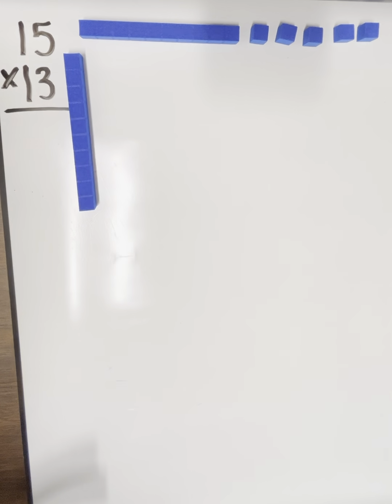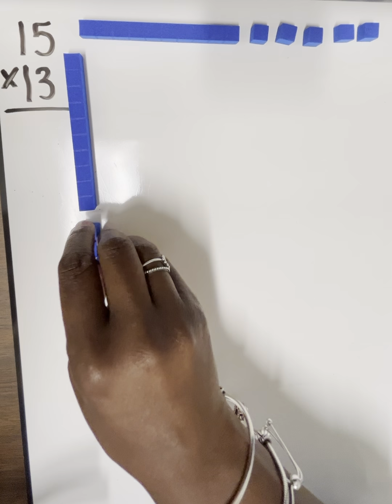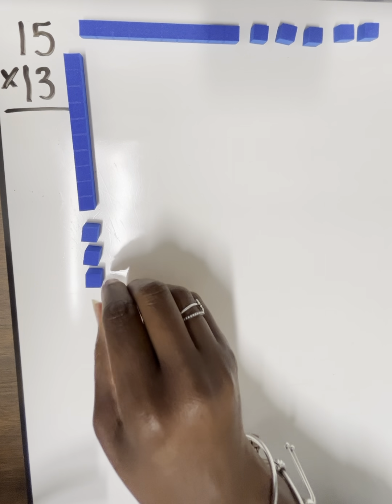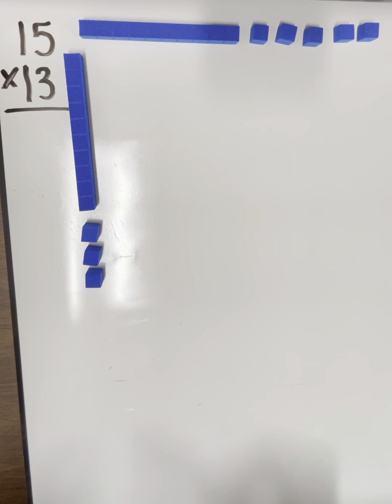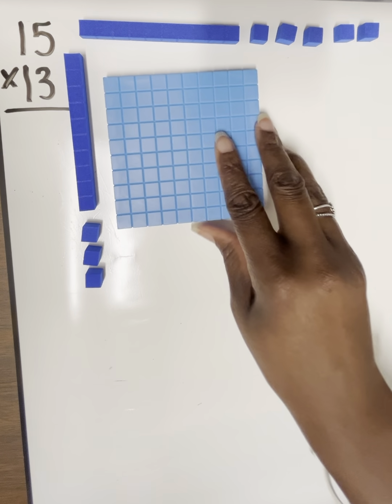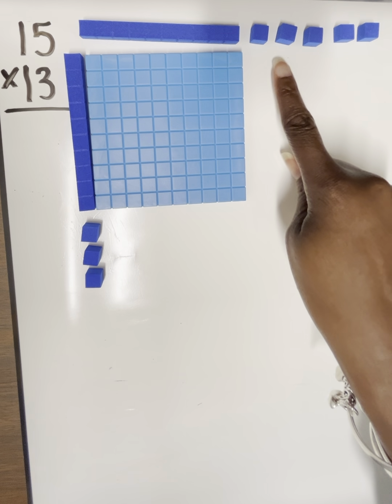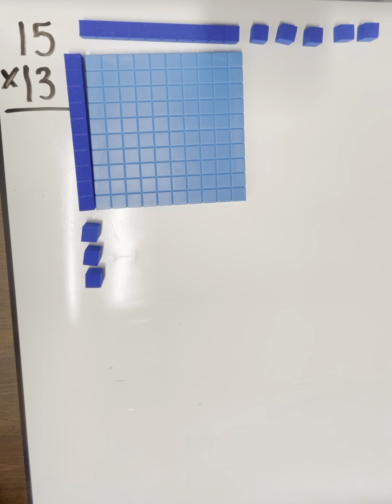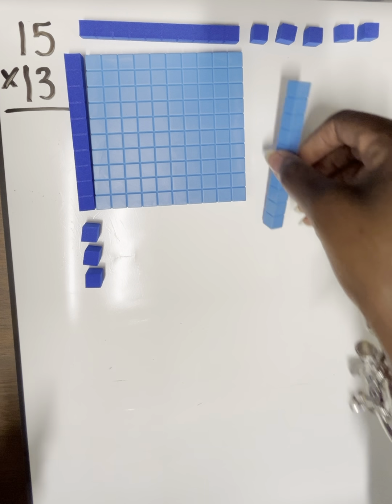And we're going to model 13, 1 ten and 3 ones. Okay? So we have 15 times 13 modeled here on our mat. So if I have 10 times 10, that equals 100. 5 ones times 1 ten equals 5 tens, which is a value of 50.